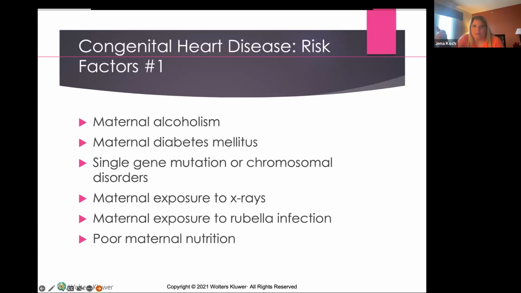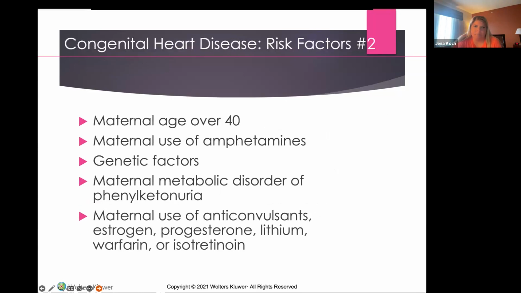It can be related to maternal factors, right? Alcoholism, diabetes. It can be a single gene mutation or chromosomal disorder. If the mom was exposed to x-rays during pregnancy, if they had a rubella infection, or if they just had poor maternal nutrition. If they're over the age of 40, if they use amphetamines, it could be a genetic factor. It could be a family history of congenital heart disease.